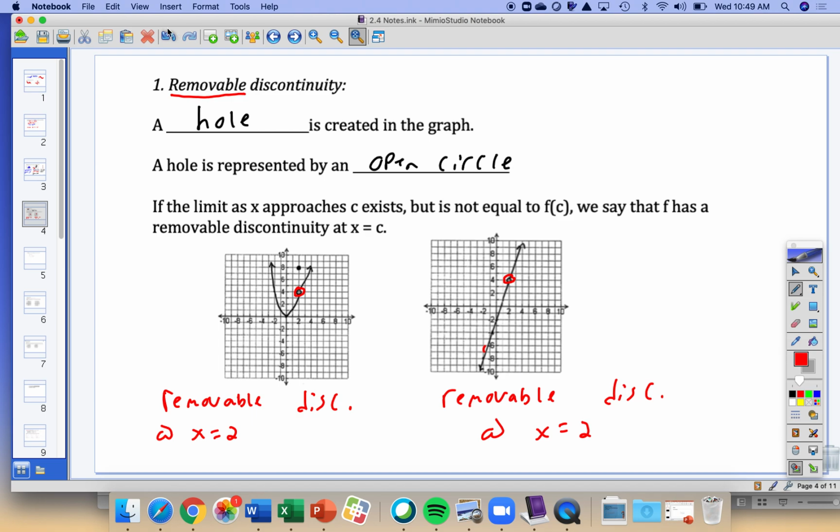Okay, so we have a removable discontinuity, which is just a hole in the graph. Okay, when we have a hole, the limit exists. The limit exists. However, the function value does not equal the limit. Okay, so the limit exists, but the function value and the limit are different. That's what creates a hole.